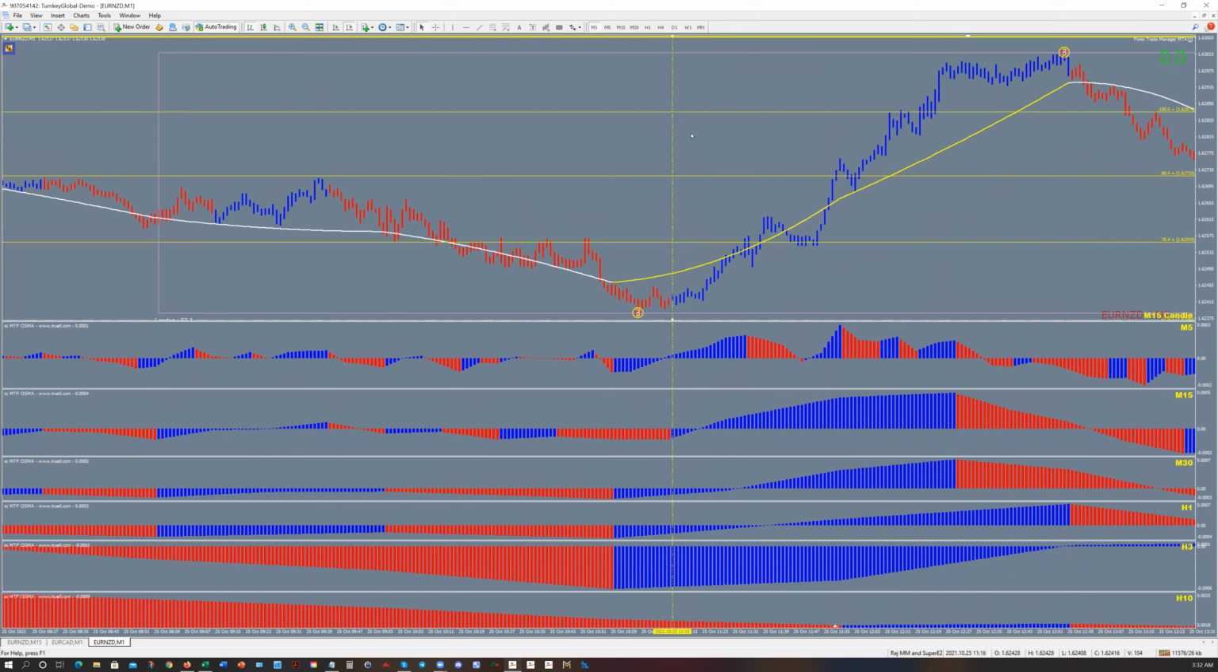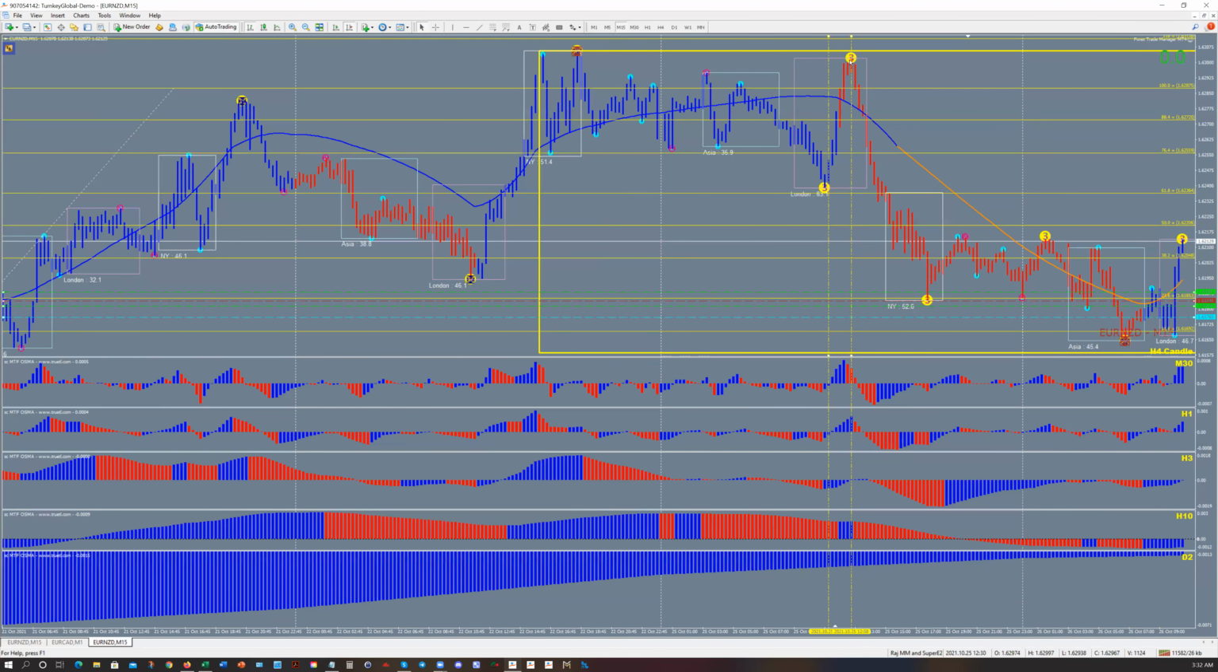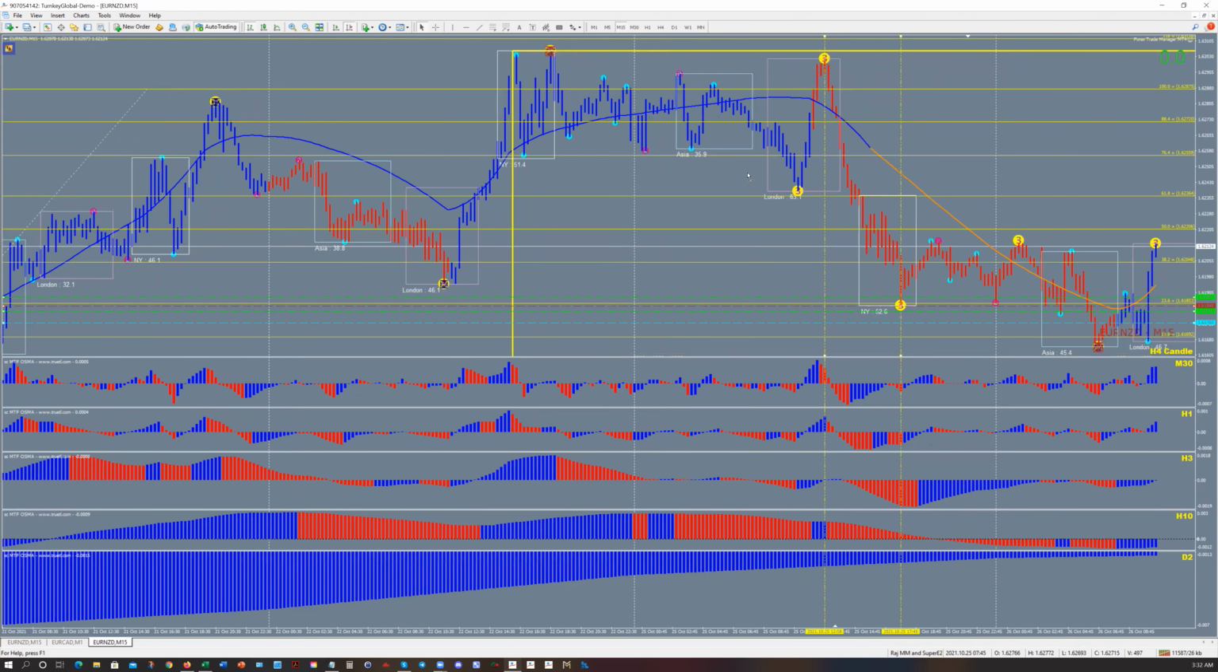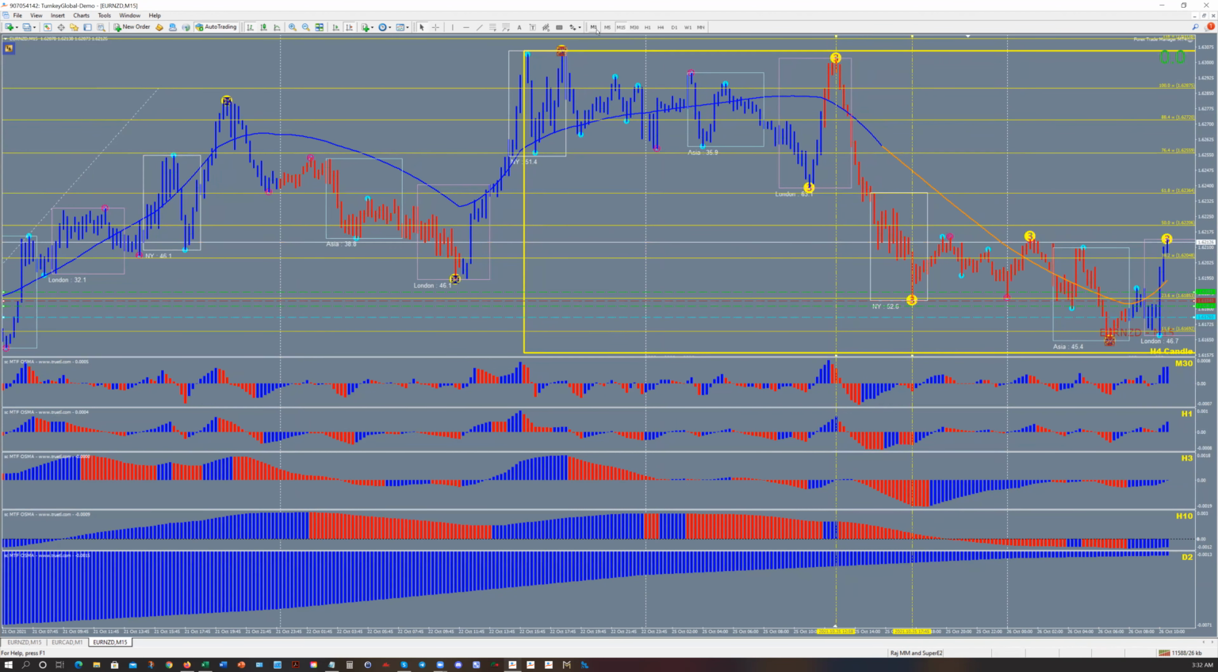56 pips. This is a 15-minute 3-ball. Go back to my 15-minute, 56 pips. Now I'm short, right? There's a 3-ball up here, 4-hour 2-ball. I'm anticipating a short. See what I'm doing? Now I look for my entry again.